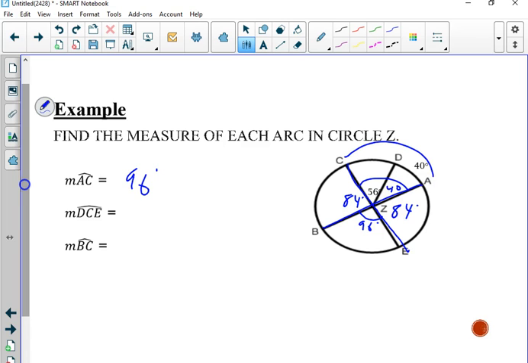DCE, so starting here, 56 plus 84 plus 96. Adds up to 236. BC, just right here, 84 degrees. And that's our notes.